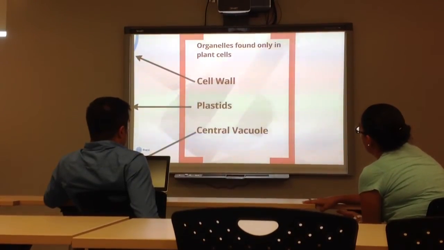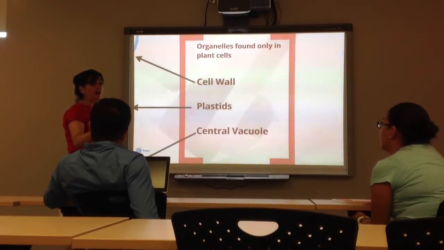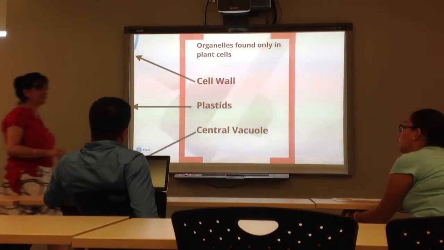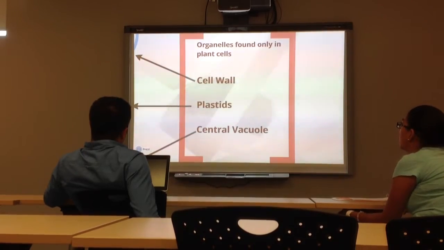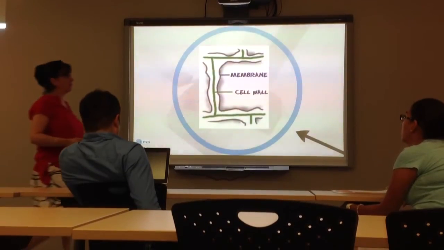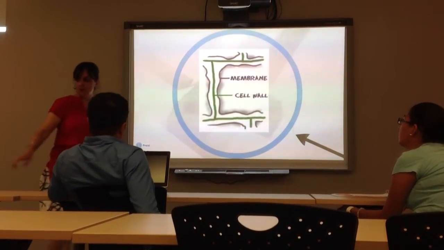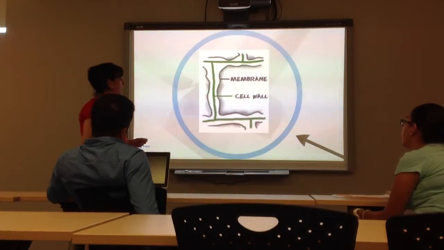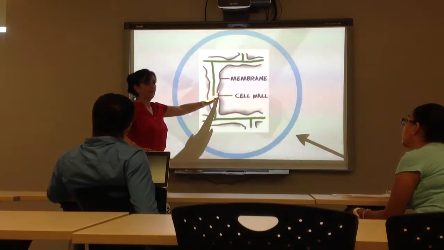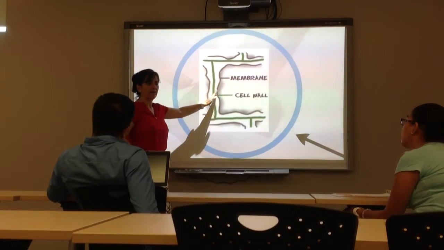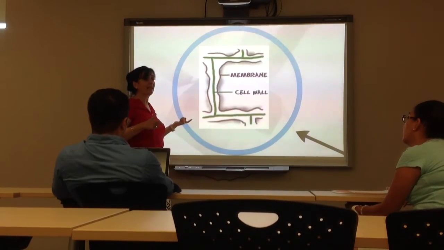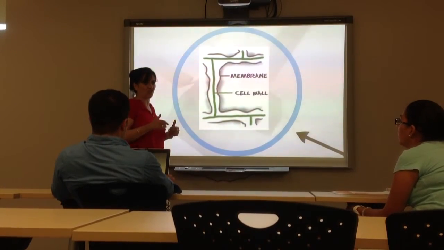And here are three organelles that are only found in plant cells: the cell wall, the plastids, and the central vacuole. The cell wall is a rigid structure made of cellulose, as you told me on the paper sheet, and it is after the plasma membrane. It is rigid, it protects the cells, and it is what gives the cell its box shape.